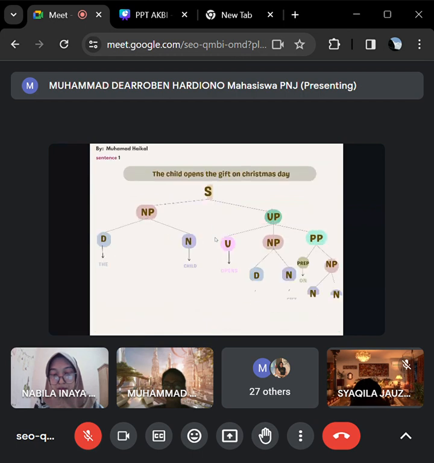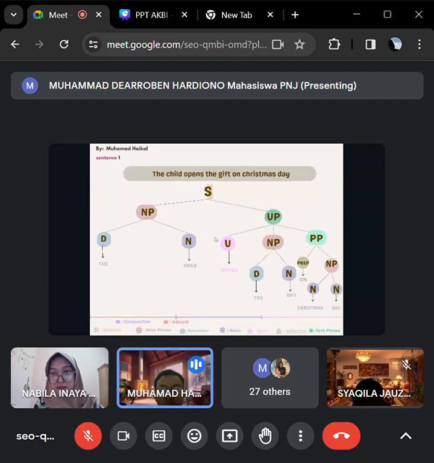Thank you, Nabila. The next two diagrams will be explained by me. For the first analysis, the sentence "The child opened the gift on a Christmas day" is symbolized by S and composed of two branches, NP and VP.